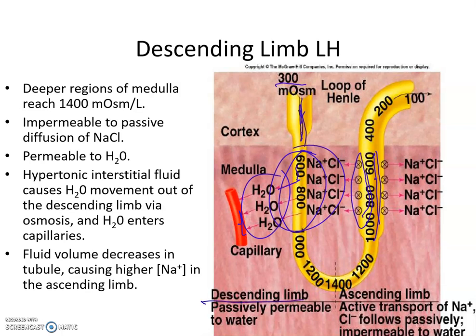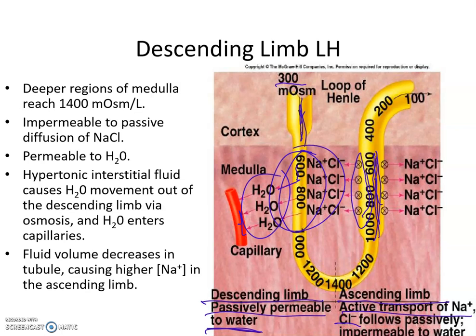On the descending limb of Henle's loop, we have permeability to water only. And on the ascending limb of Henle's loop, we have active transport of sodium chloride salt, and we are impermeable, not permeable, to water. So on the ascending limb of Henle's loop, we're pulling out all the salt.